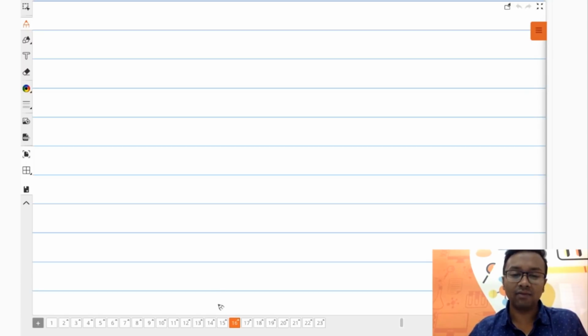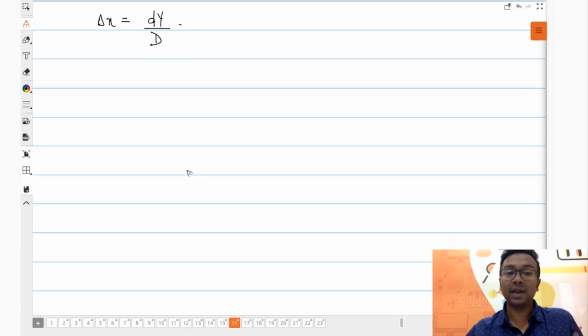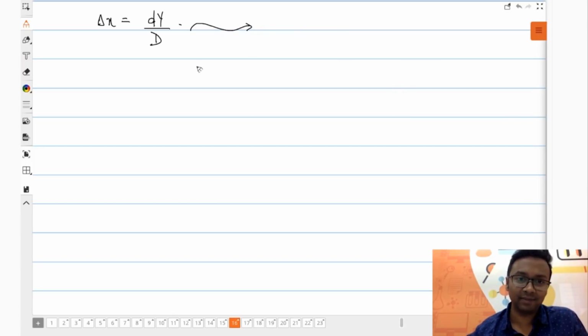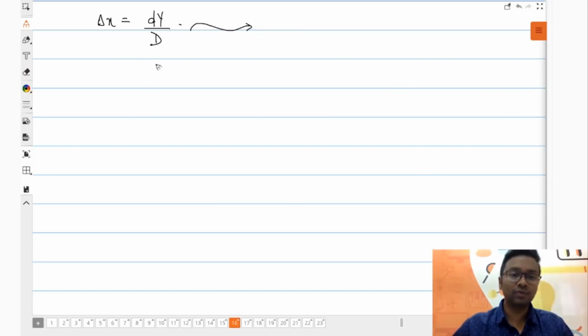And what is the limitation of delta x being considered as equal to dy by capital D? I mean, I can't use this always. Only under the circumstances that my theta is very, very small, I can use it. But if my theta is large, appreciable enough, I cannot use this. So what are the limitations of using this particular formula? Let us just have a look at that.